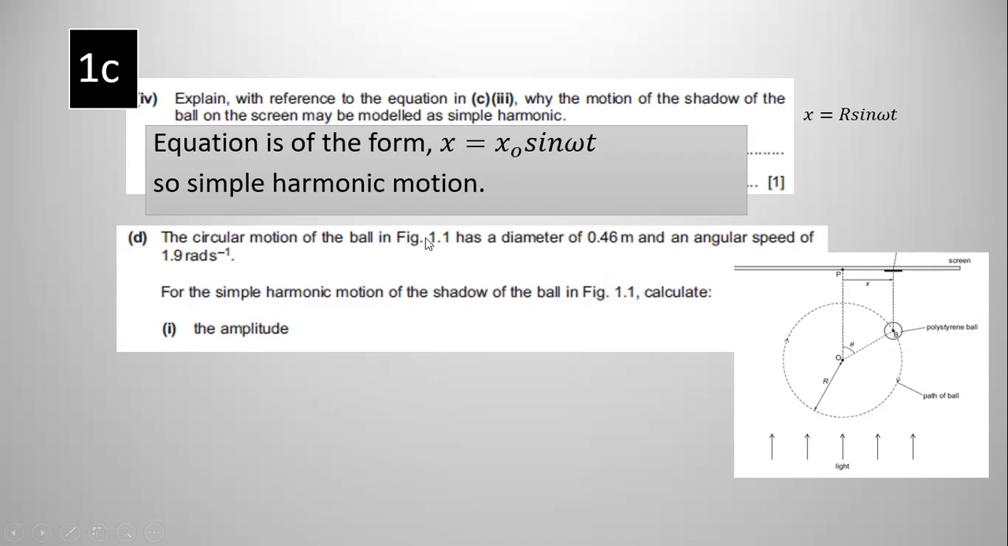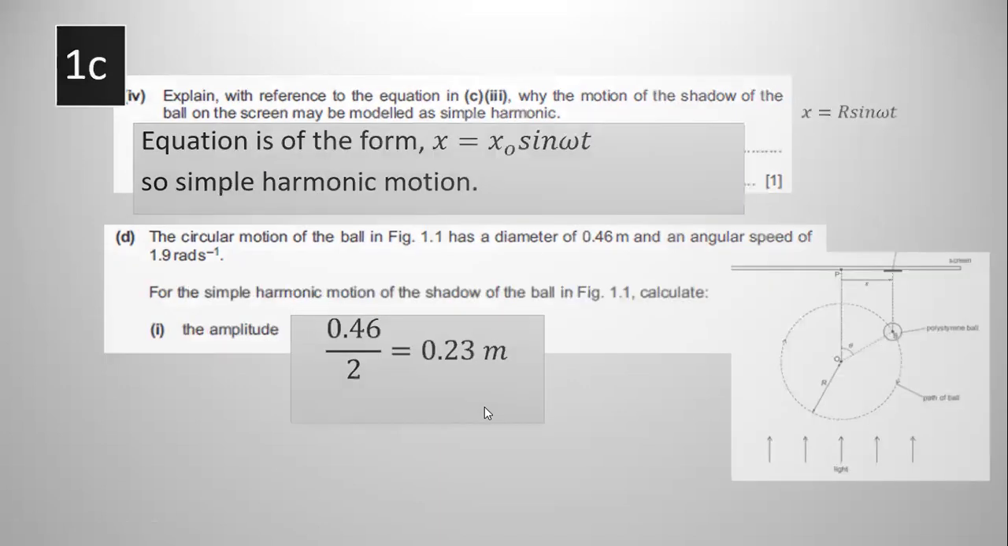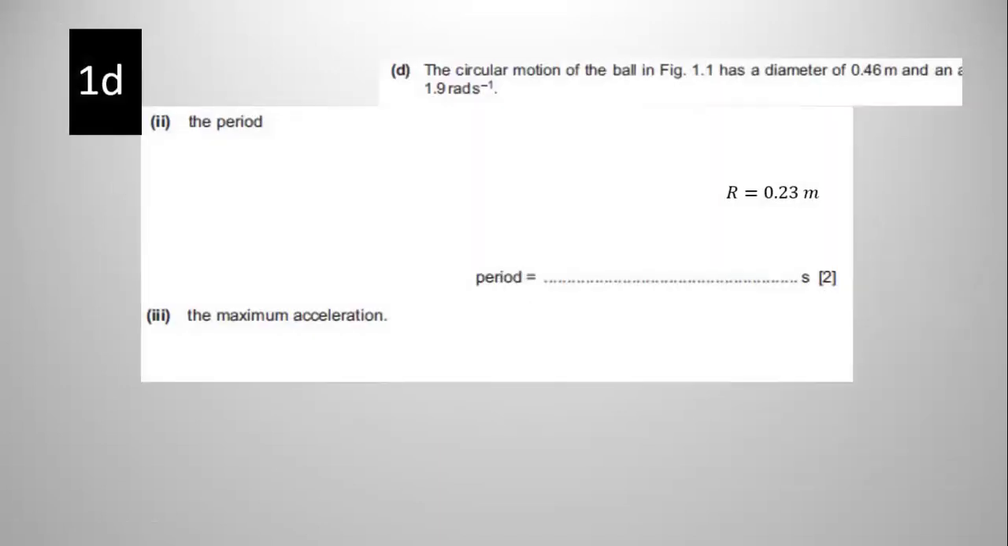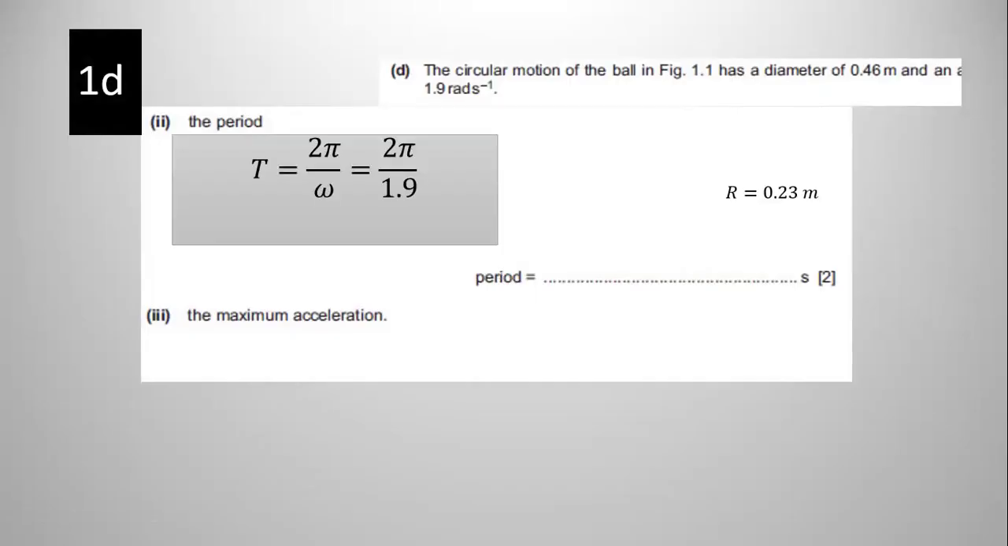The circular motion of the ball in figure 1.1 has a diameter of 0.46 meter. That distance there, 0.46 meter, and angular speed of 1.9 radian per second. For simple harmonic motion of the shadow of the ball, figure 1.1, calculate the amplitude. Okay. So you find R. R is diameter divided by 2, which is 0.23 meter. So that's the amplitude. Okay. Period is 2 pi over omega. That's omega.